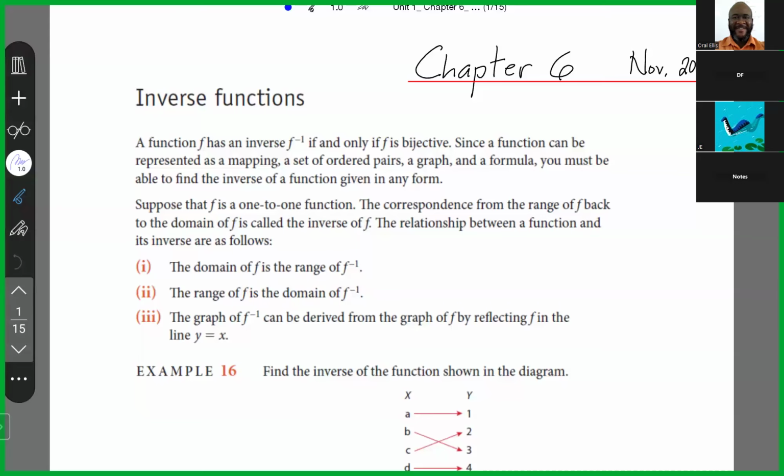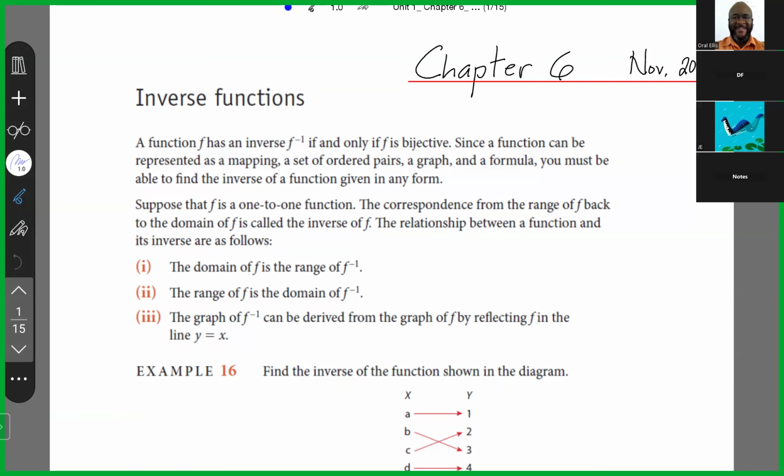All right, so for today, we're going to start out by looking at inverse functions. And we start by saying that a function f has an inverse f inverse if and only if f is bijective. So that is important. A function only has an inverse if and only if it is bijective. Since that function can be represented as a mapping, a set of ordered pairs, a graph, and a formula, you must be able to find the inverse of a function given in any form.